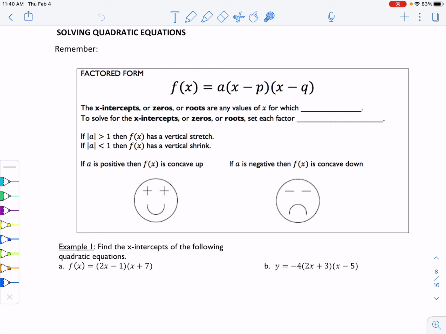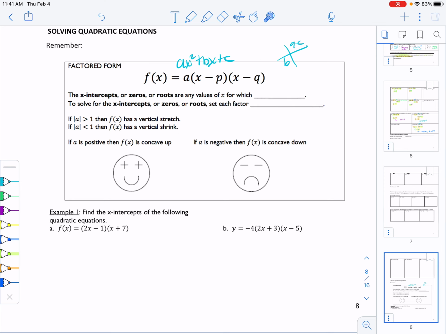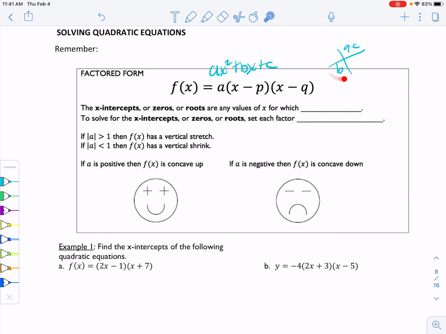Remember, when you're getting it to factored form, you're doing what multiplies to a times c but adds to b, right? And then there's a variety of ways that you can factor from these two pieces of information to get to here. You should always be checking for a greatest common factor and pulling that out first.